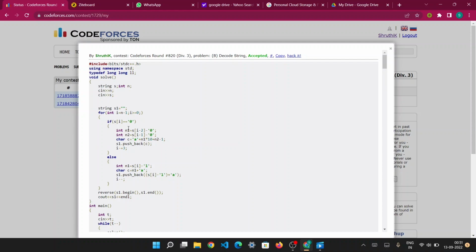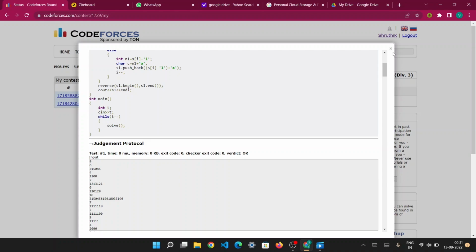Note that when I'm starting from the reverse, I'm adding the digit from the left. So my S1 is reverse. I'm using the reverse function to reverse my string and I'm outputting it.